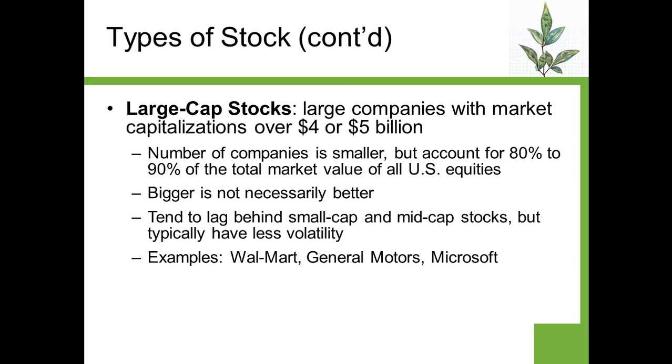Bigger is not necessarily better. We should know that bigger is not necessarily better, because they are bigger, but they offer most of the common stock in the organization, which means there are a lot of owners of these types of organizations. They tend to lag behind small cap and mid cap stocks, but typically have less volatility. Examples are Walmart, General Motors and Microsoft. These are large organizations, but their outstanding common stocks in the markets are almost 80 to 90%.